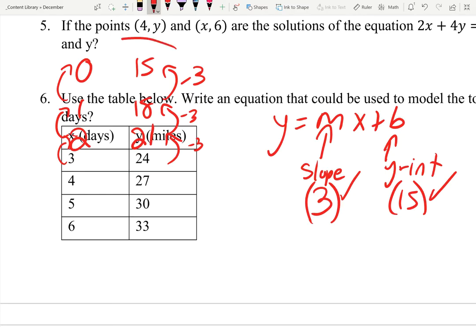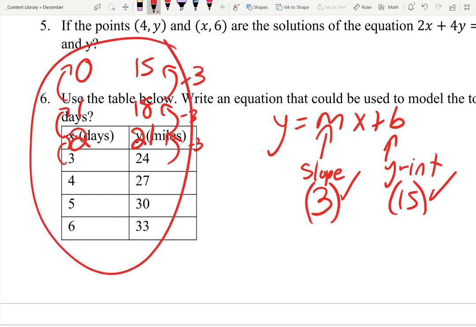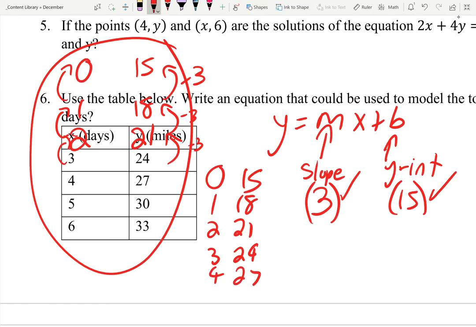So if we fill in the full table starting at 0, it would be 0, 15, 1, 18, 2, 21, 3, 24, 4, 27, 5, 30, 6, 33. So you see what I'm saying? And so on. I'm just repeating the pattern that I noticed in the table, and I'm just working it backwards until I got to 0 for the x. Because when x is 0, this is going to be my y-intercept. So that's another way of doing it.